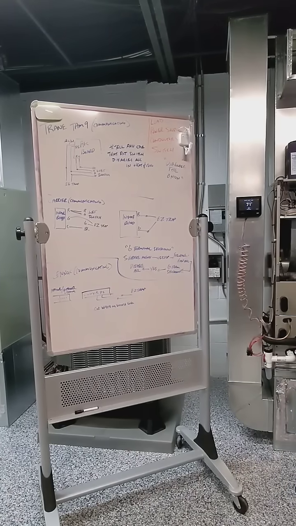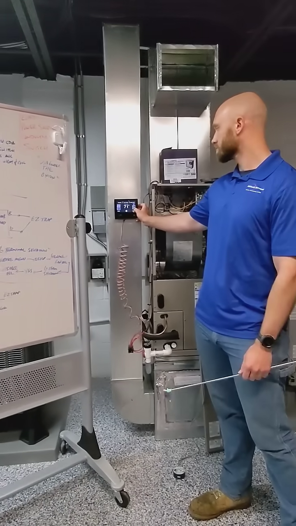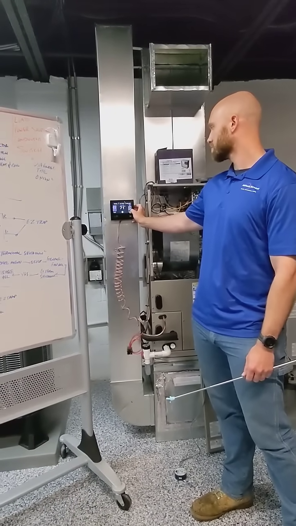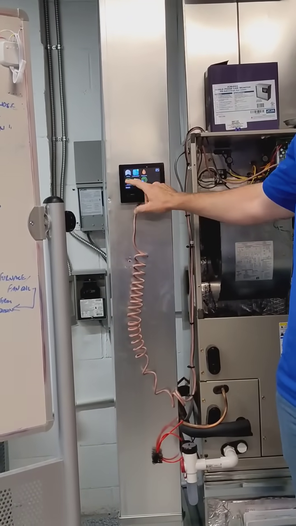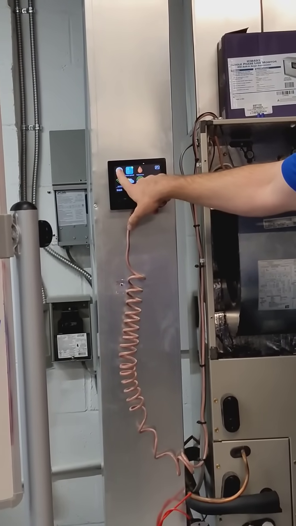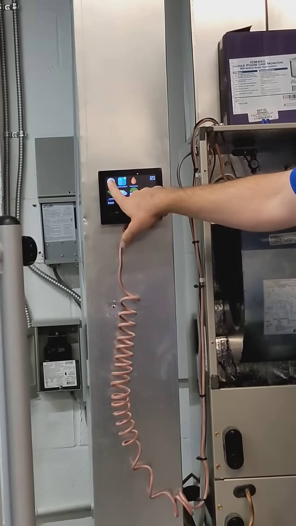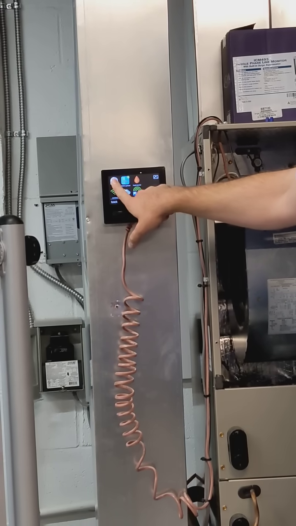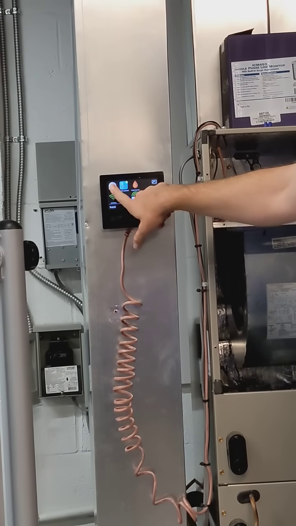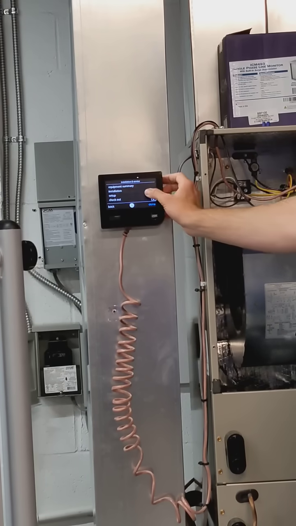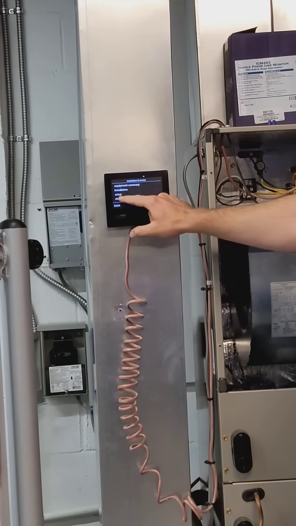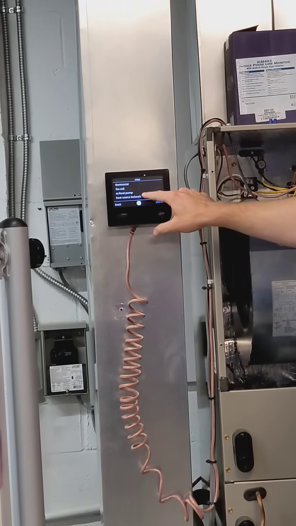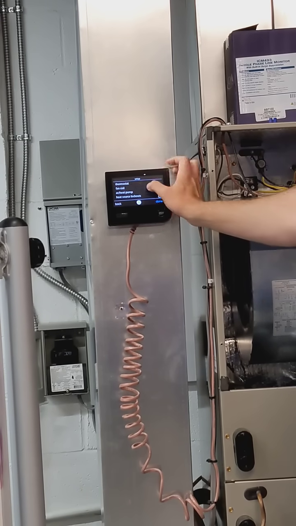And then you want to go to your menu. Hold this down for 10 seconds. Wait until it turns green. Setup. Furnace and fan coil.